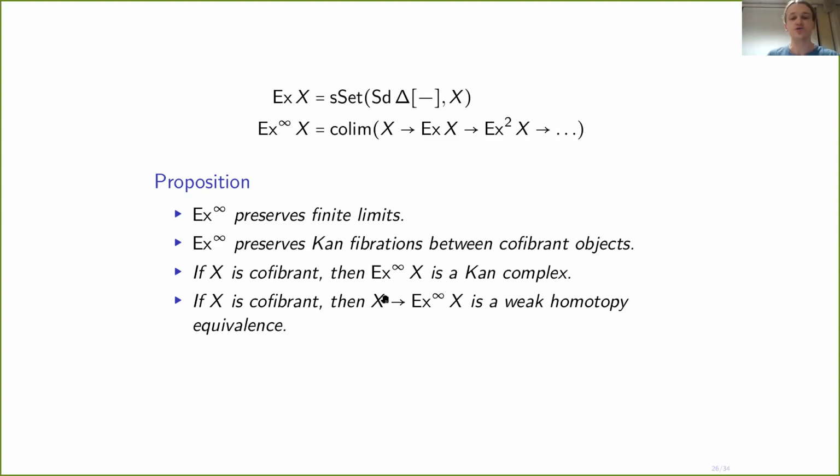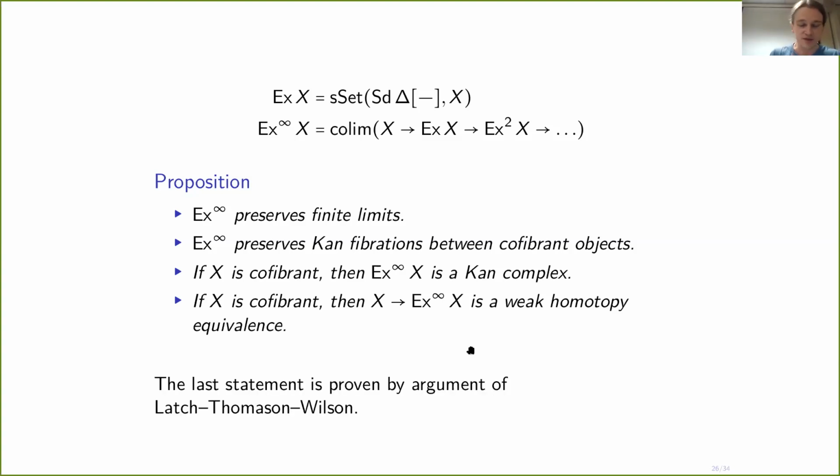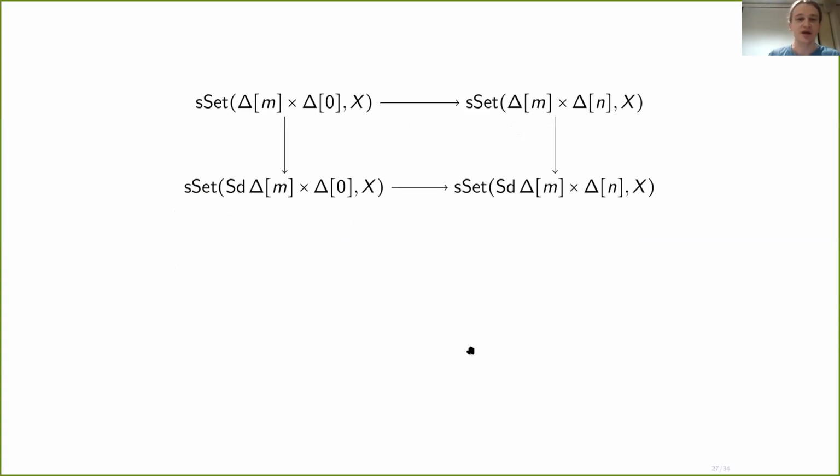And then in order to show that this is a weak homotopy equivalence, we use a nice argument of Latch, Thomason, and Wilson, which relies on this diagonal lemma that I have just described. This is a really cool argument, but I don't really have that much time to go into detail. So let me just very quickly say that we can write down a clever square of bisimplicial sets, which looks like this. And then we can apply the diagonal lemma 3 times in 2 different directions.